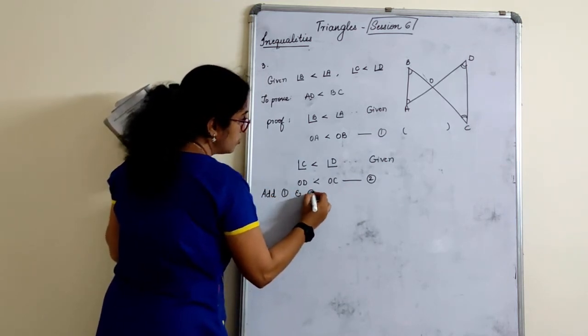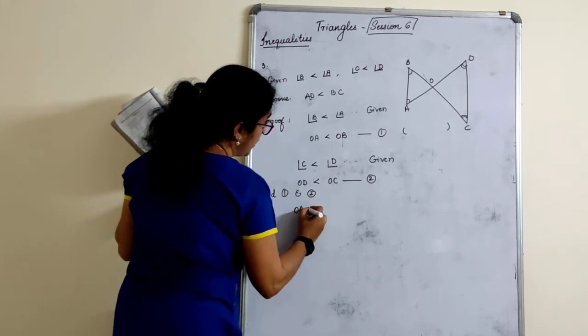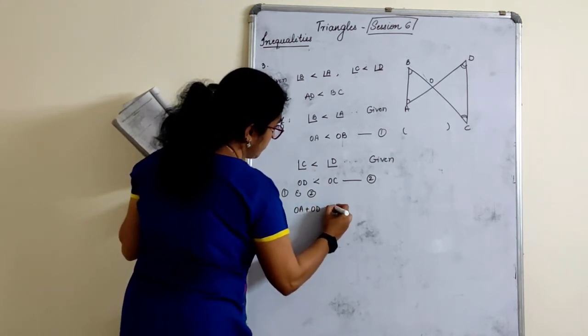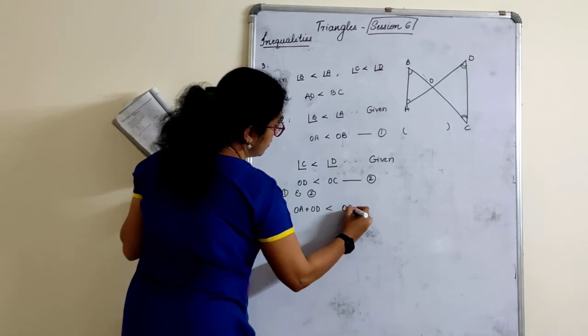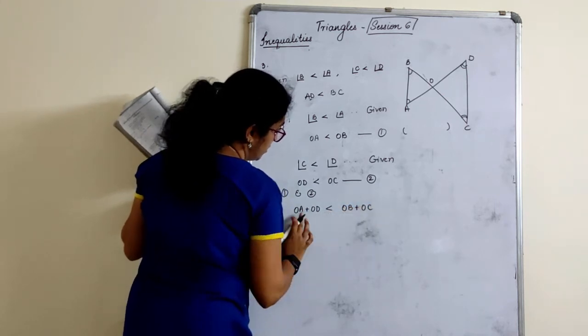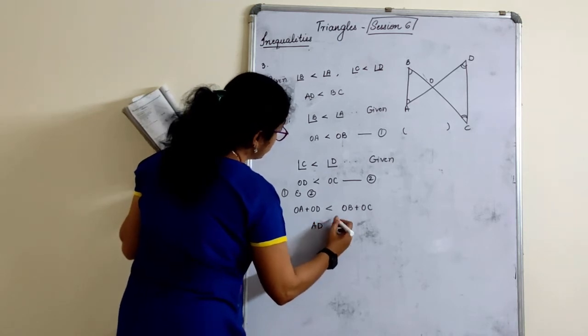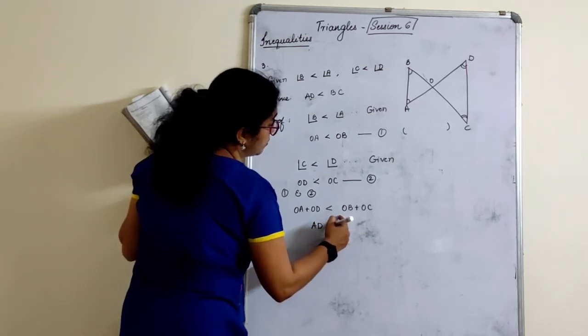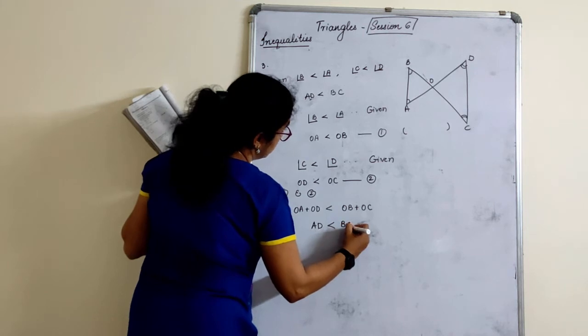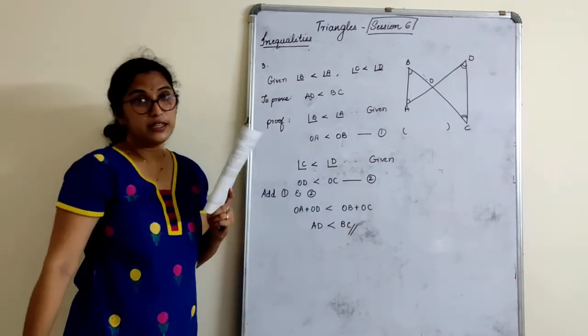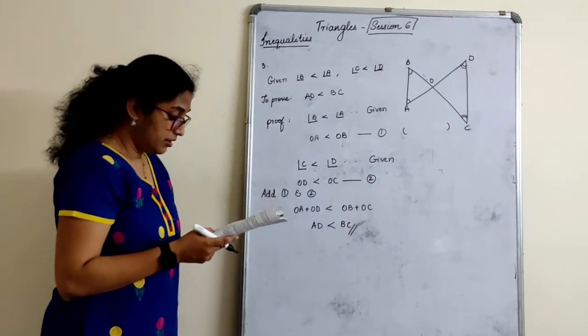Add 1 and 2. OA plus OD is less than OB plus OC. OA and OD will give you what? AD. OB and OC will give you what? BC. That is what we proved. Fourth one.